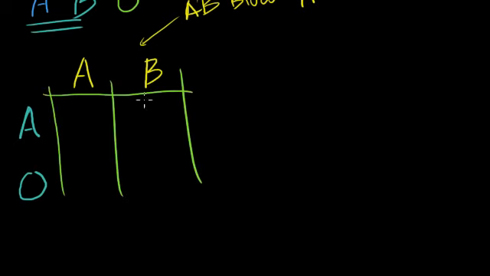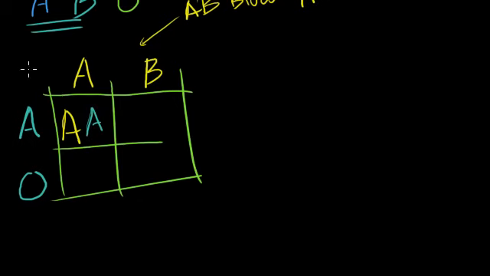For this couple right here? Well, you could get this A and that A. So you get an A from your mom, and you get an A from your dad right there. Clearly in this case you'll have an A blood type phenotype. You could get the A from your dad and the B from your mom, in which case you have an AB blood type.